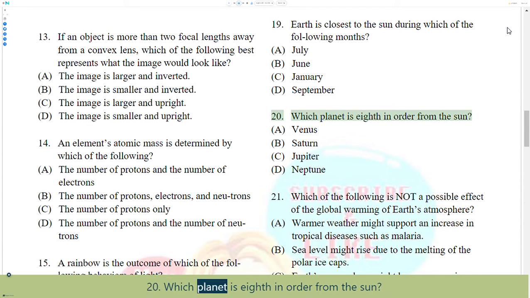20. Which planet is eighth in order from the Sun? A. Venus. B. Saturn. C. Jupiter. D. Neptune.